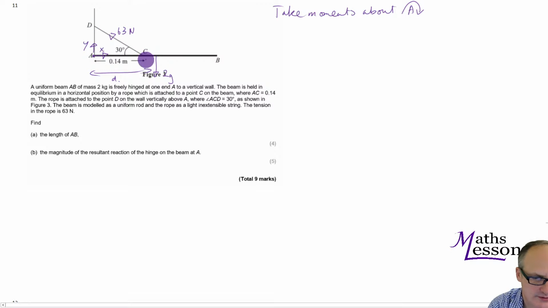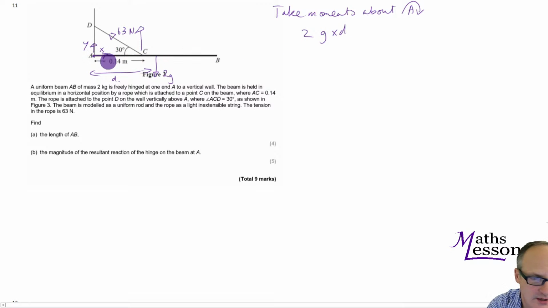So if I take moments about here, then I have the 2g times D acting clockwise. Let's put that down: 2g times D. And I'm going to take away from that the amount of the 63 that acts anti-clockwise, and we want the perpendicular bit of that. So the perpendicular bit of that is going to be sine 30 lots.